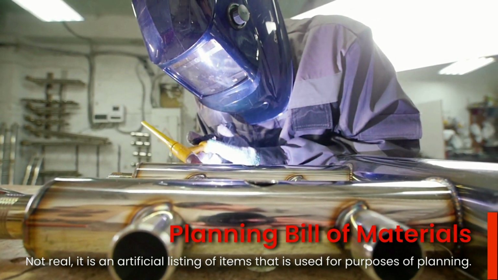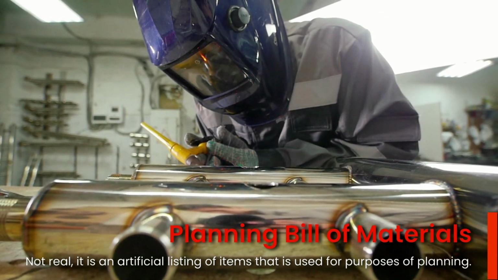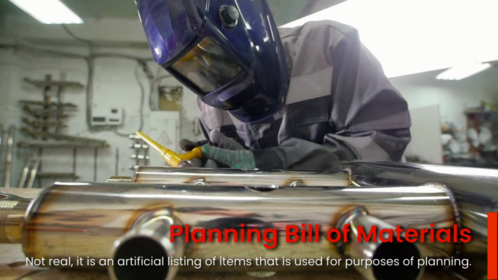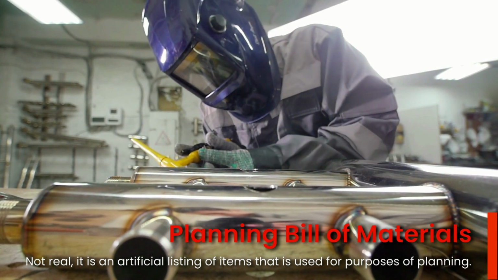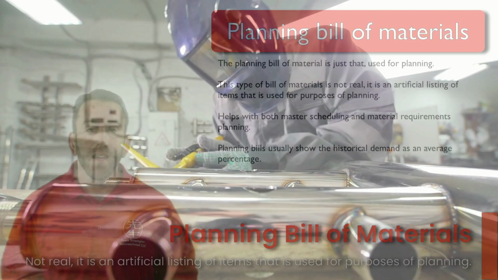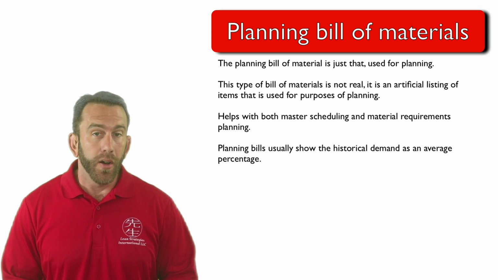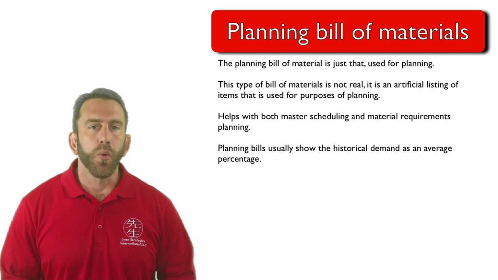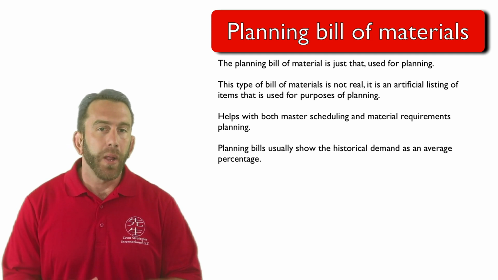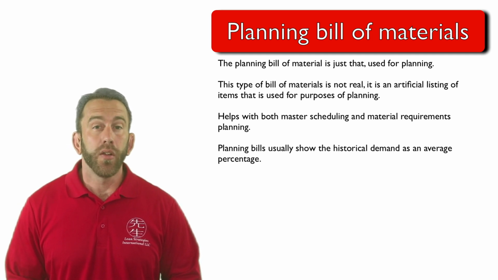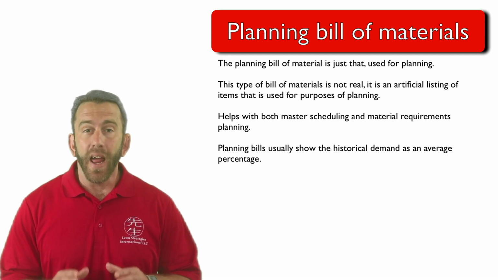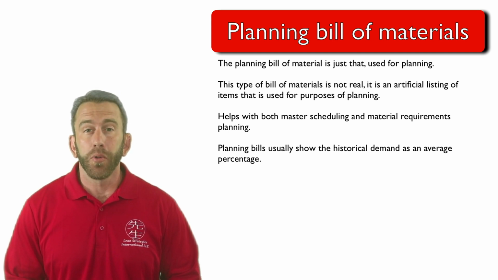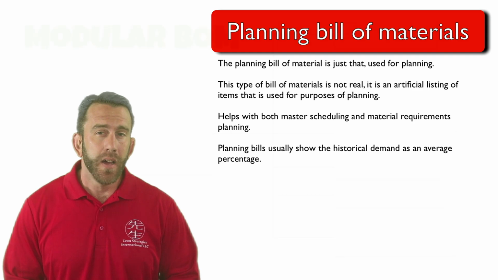It's used for planning. This type of bill of materials is not real and focuses on an artificial listing of items that is used for purposes of planning. This type of bill of materials helps with both master scheduling and material requirements planning. These planning bills usually show the historical demand as an average percentage. This helps the planner and the system to plan more accurately.